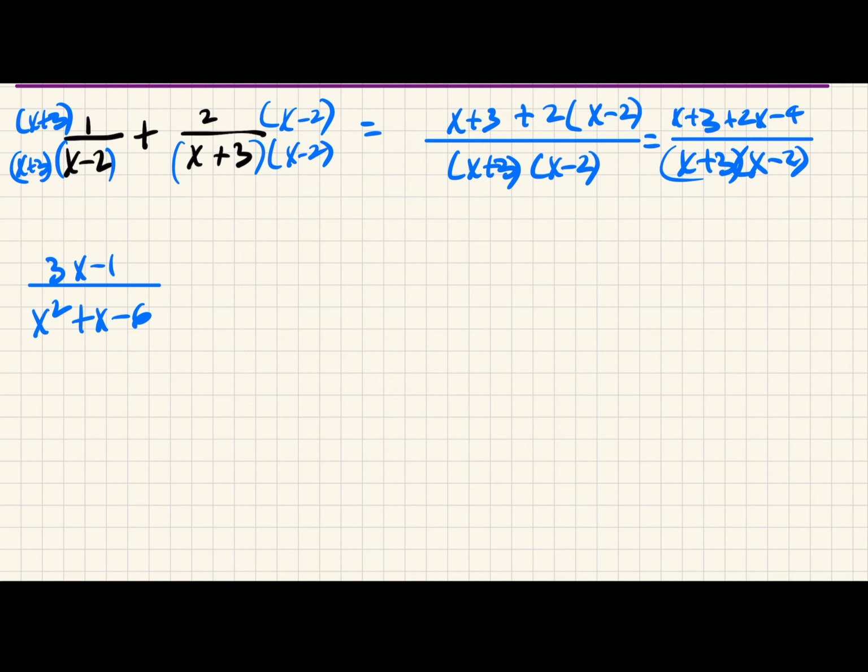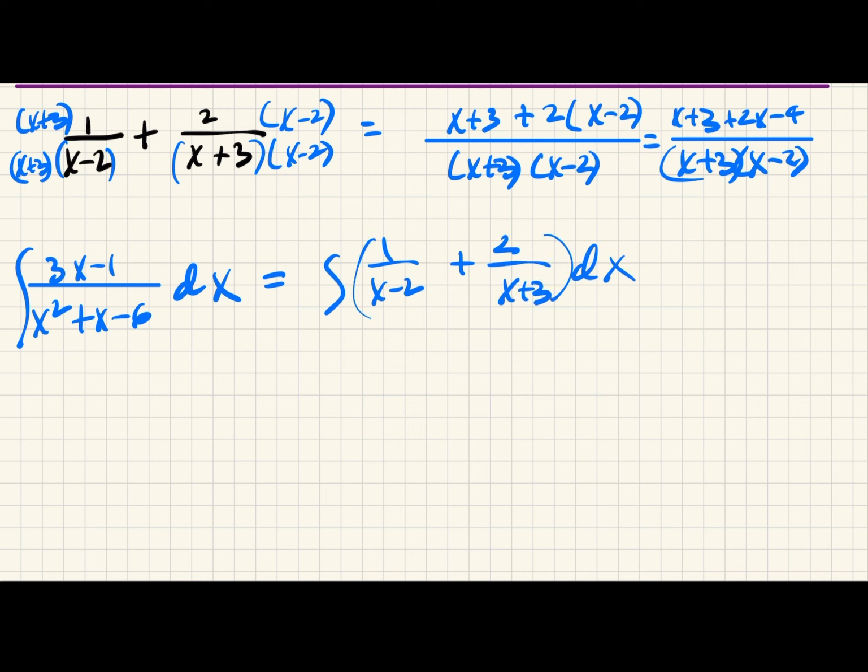Now, if I said to you, integrate that thing, you'd look at it and say, well, I have a quadratic on the bottom and a linear on the top. Your first thought would be u-sub. And you'd go, darn, that's not going to do it, because I don't have a function and its derivative. But you do know that 3x minus 1 over x squared plus x minus 6 is equal to 1 over x minus 2 plus 2 over x plus 3.